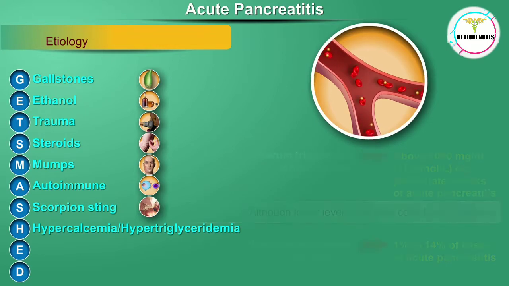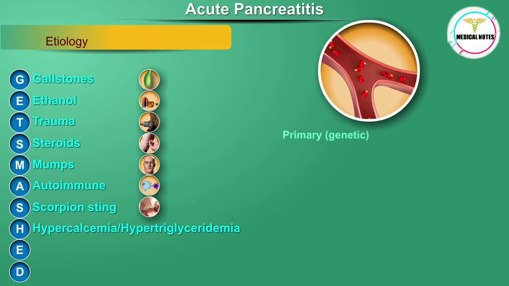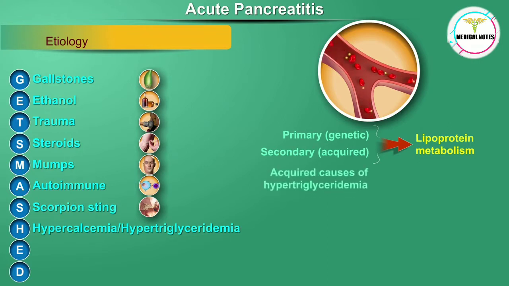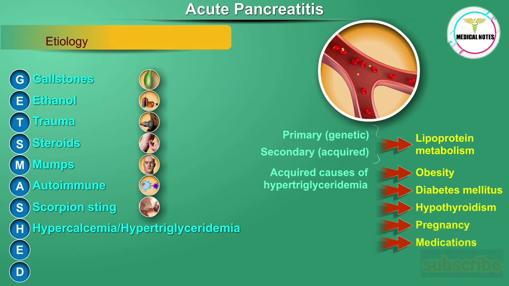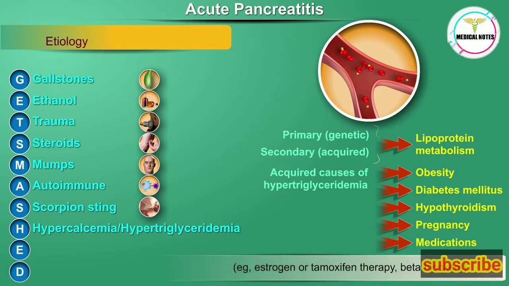Both primary, which is genetic, and secondary, which could be acquired disorders of lipoprotein metabolism, are associated with hypertriglyceridemia-induced pancreatitis. Acquired causes of hypertriglyceridemia include obesity, diabetes mellitus, hypothyroidism, pregnancy, and certain medications like estrogen or tamoxifen therapy and certain types of beta blockers.